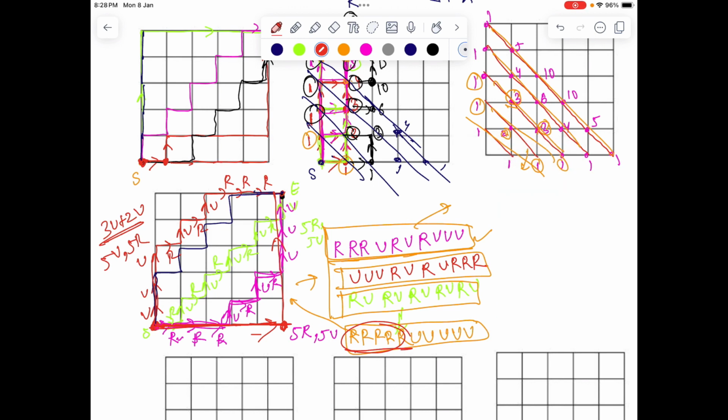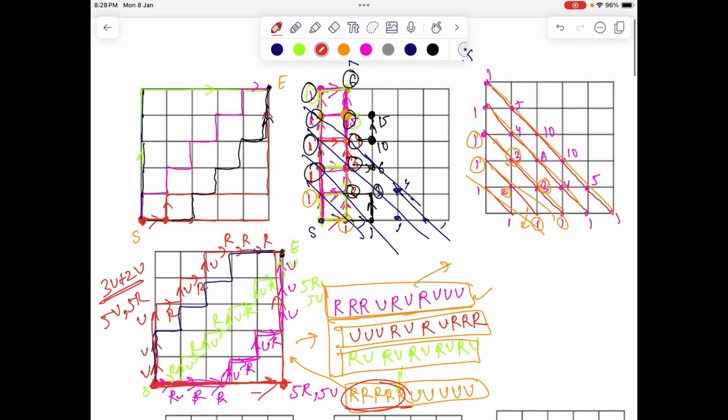So how many such strings will there be? It is the same as the number of paths. So the question is, how many such paths will there be? Clearly, the number of paths will be the same as the number of ways in which these 10 letters can be arranged among themselves, because every arrangement makes a unique contribution to the path here.